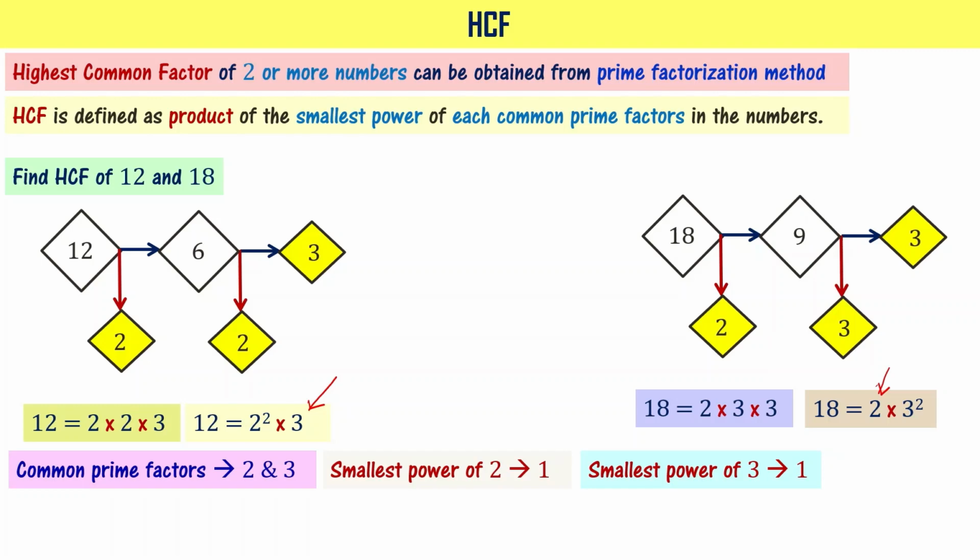So now HCF is defined as the product of the smallest power of each common prime factor. So the common prime factors involved are 2 and 3 and their powers are 1 and 1. So the HCF of 12 and 18 can now be written as 2 power 1 times 3 power 1, that is equal to 6. I hope you understood how to compute the HCF of two numbers, right?